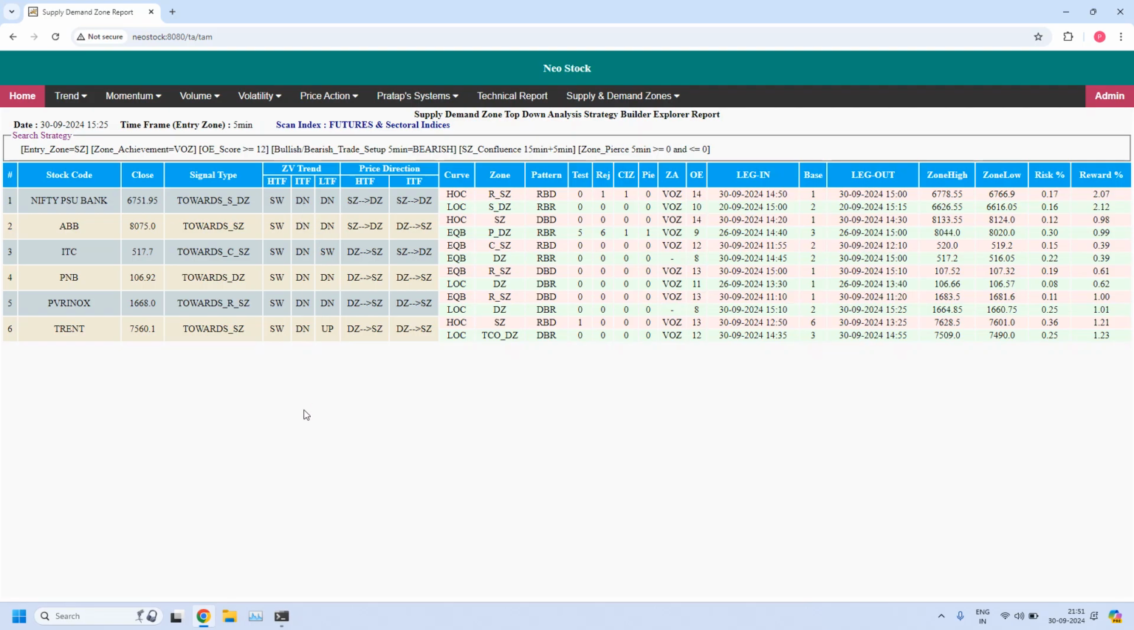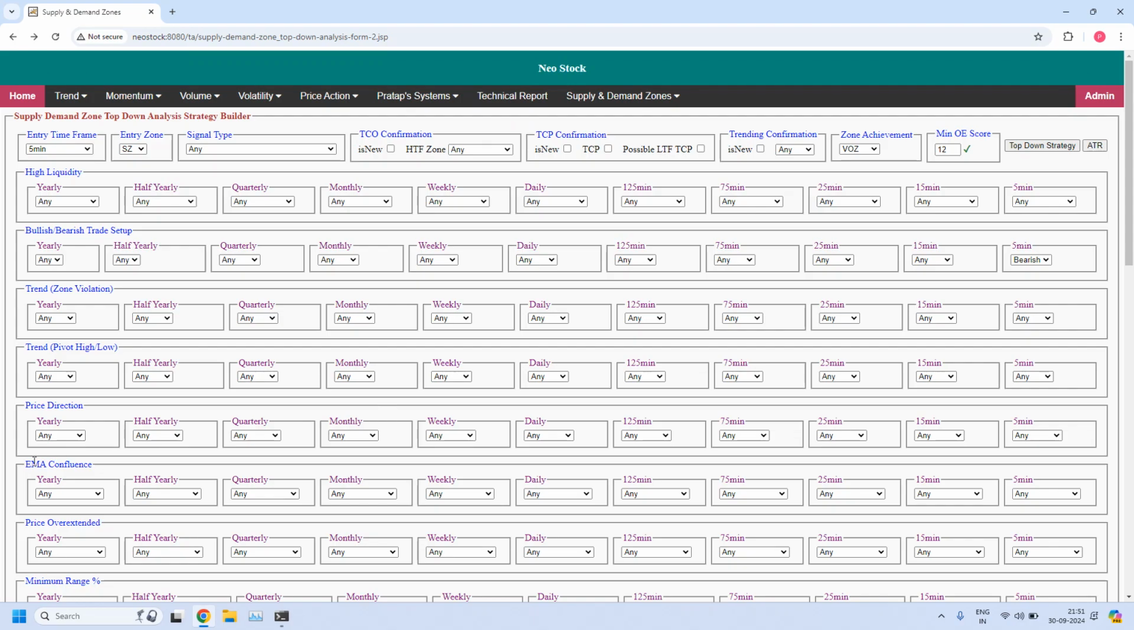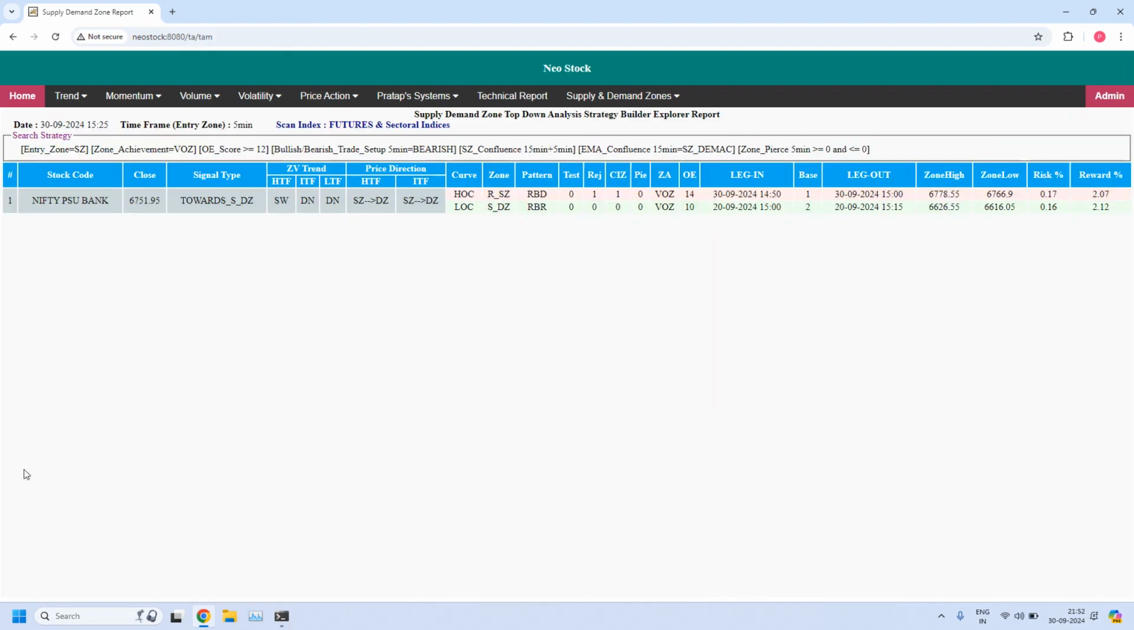If any of these 15 minute supply zones are having daily EMA confluence, it's a high probability setup. Let's verify. In the EMA confluence at 15 minutes time frame, because the 5 minute zone is part of the 15 minute zone, if this 15 minute zone is having 15 minutes supply zone with daily EMA confluence, let's verify. Only one stock is filtered. But this is NIFTY PSU bank. You can't trade in F&O segment in this area because this is not listed in F&O. Okay, anyway, you can't trade.